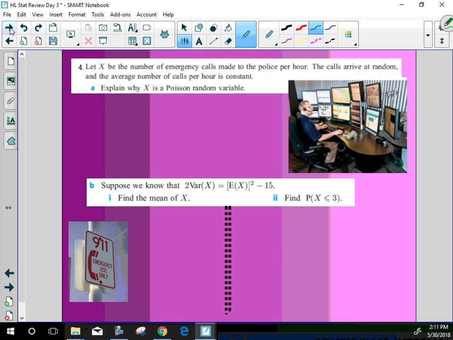Let's go to number 4 real quick, if you don't mind. It says, let X be the number of emergency calls made to the police per hour. The calls arrive at random, and an average number of calls per hour is constant. Explain why X is a Poisson variable. Well, do you have a lambda, a rate? What would it be?